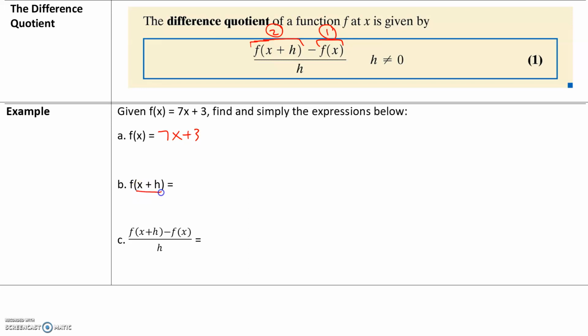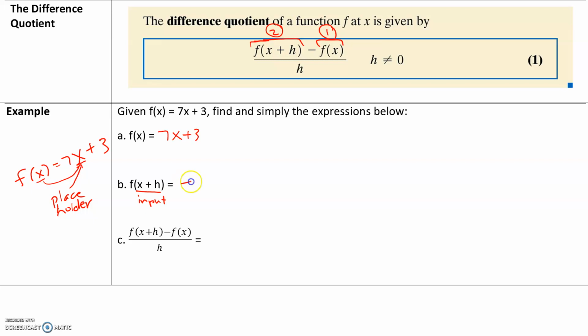Now remember that the parentheses contains the input. And whatever the input is, the x in the original function f of x gets replaced with the input that is in the parentheses. So we know that f of x equals 7x plus 3. And think of the x as a placeholder. It's a placeholder for the input, and it's going to get replaced with whatever input is in the parentheses. This is going to replace every x you see on the right side of the function.